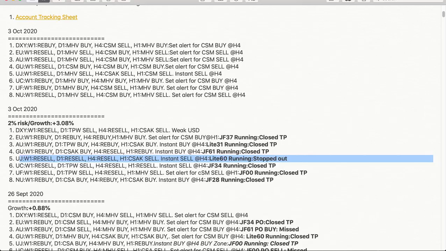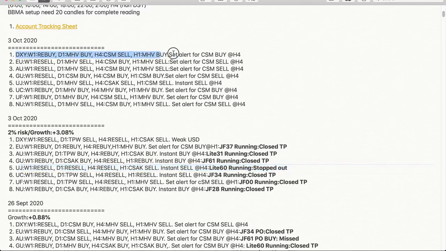And let's review the trade plan again for this week. DXY, we are looking for it to go strong. That's why we have a re-entry buy setup, and because if DXY is strong, we're going to sell EU, sell AU, sell GU. UJ is a little bit different, because the movement looks very slow, so we still can sell UJ at this point of time. And then UCAD we're going to buy, UCHF we're going to buy, and NU we're going to sell.